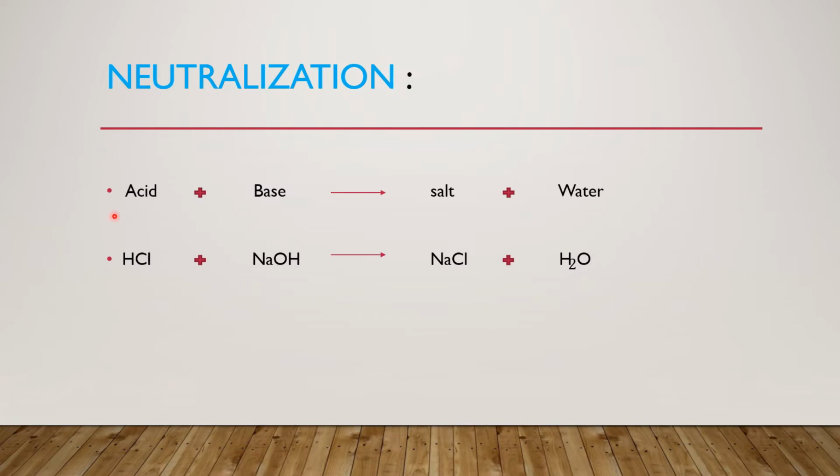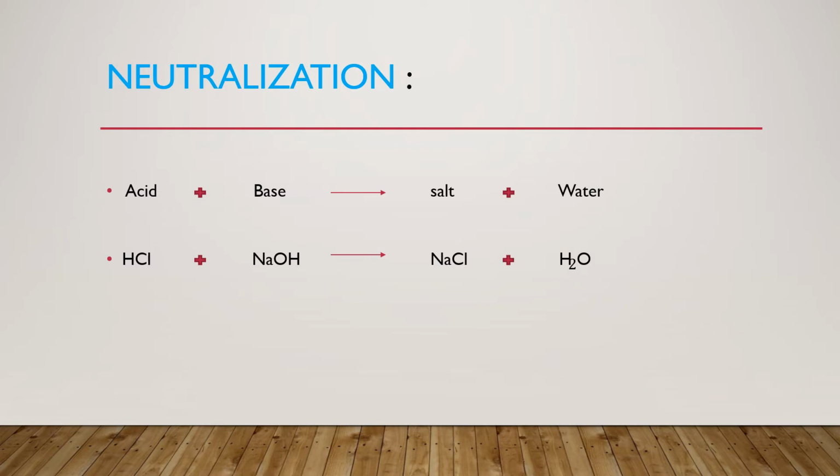Now you can see here, acid plus base gives salt plus water. For example, when hydrochloric acid reacts with sodium hydroxide, we get sodium chloride, common table salt, and water. HCl, which means hydrochloric acid, plus NaOH, which means sodium hydroxide, gives NaCl, sodium chloride, plus H2O, which means water.